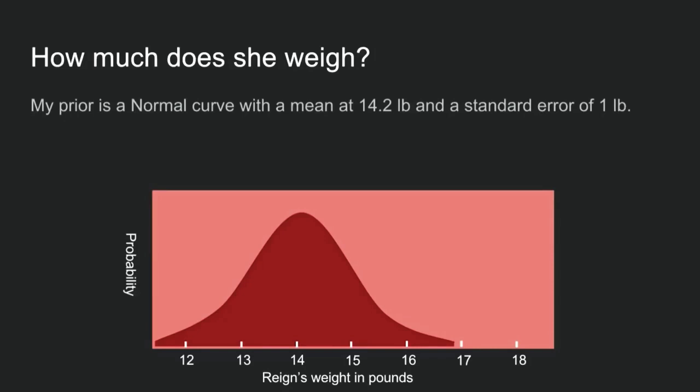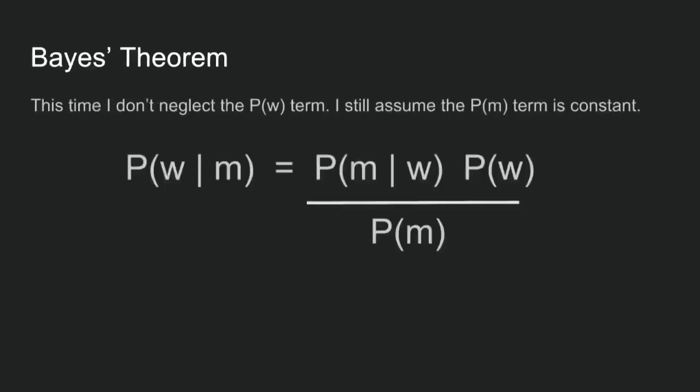A normal distribution centered on 14.2 pounds, and you can see that most of that bulk is within plus or minus a pound. And it extends a little bit further out. Allow for the possibility that she's actually gained a lot or lost a lot of weight, but probably she's pretty close. This is what I believe before I even put her on the scale. This is the probability of her being a given weight.